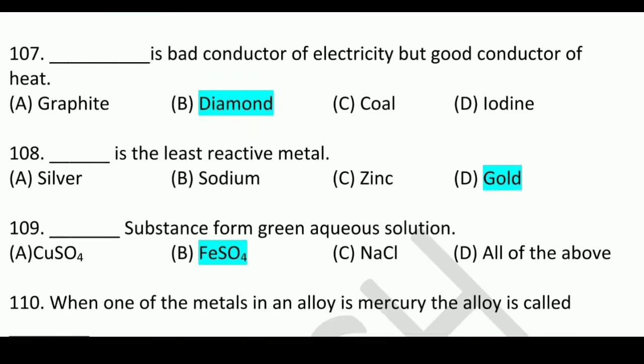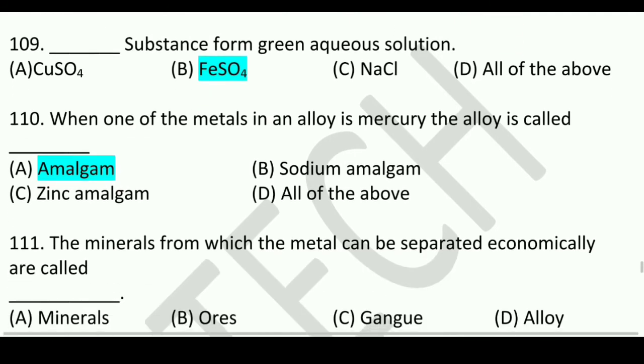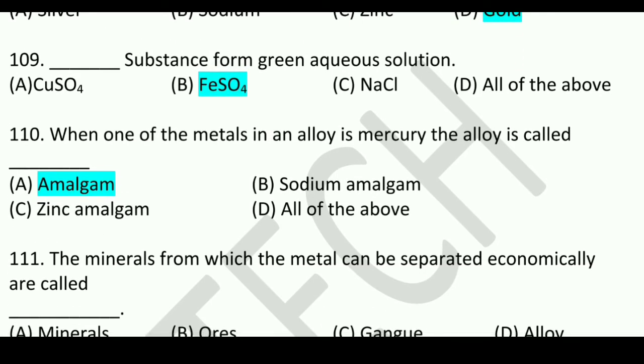Dash is a bad conductor of electricity but good conductor of heat. Yes, it is diamond. Next, dash is the least reactive metal. Gold is the least reactive metal. Dash substance form green aqueous solution. Answer is FeSO4.